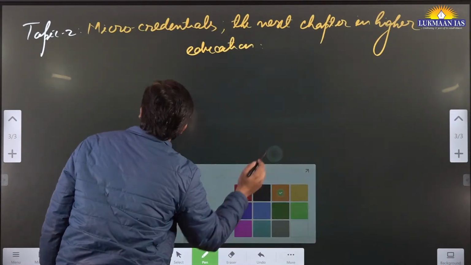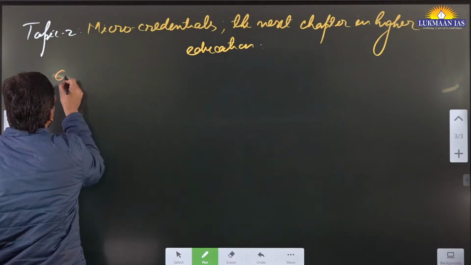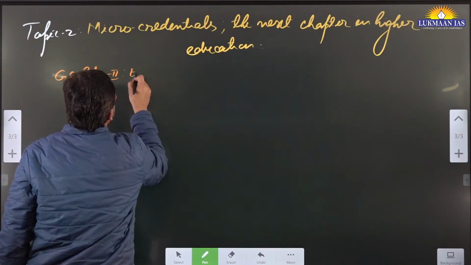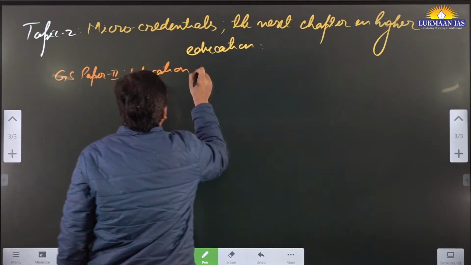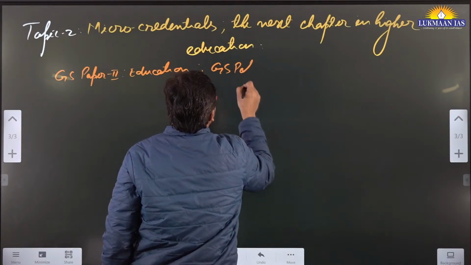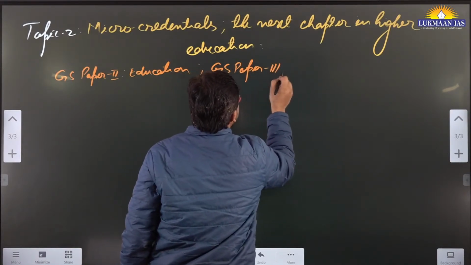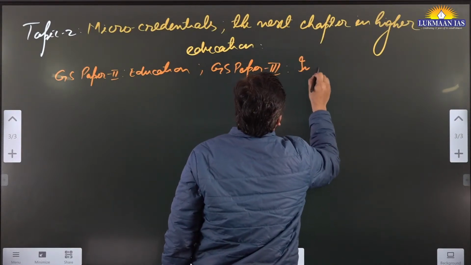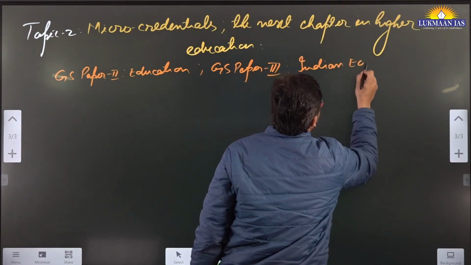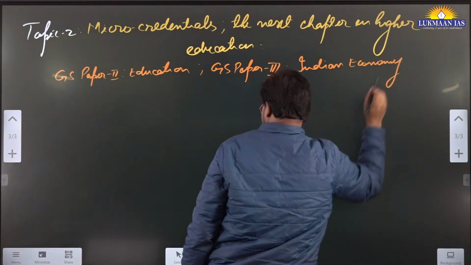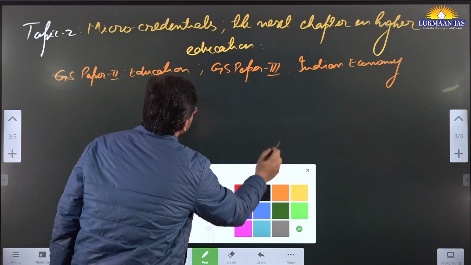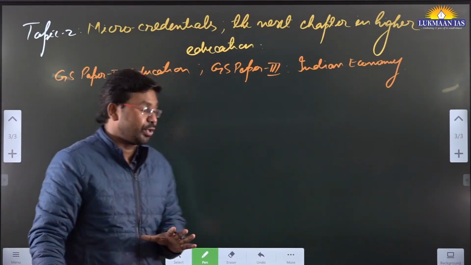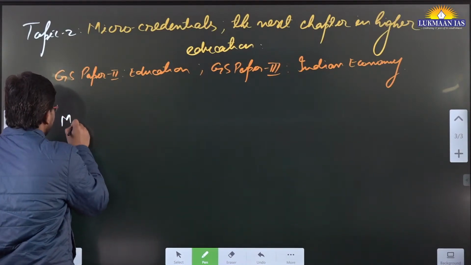So let us understand, this topic is important under GS paper 2, under education, and it is also important under GS paper 3, because we are going to understand how higher education can be made so that it can meet the demand of the industry, so the Indian economy. So we will discuss this particular topic from these two references. Let us understand what we mean by micro credential. This particular keyword is very, very important for you.